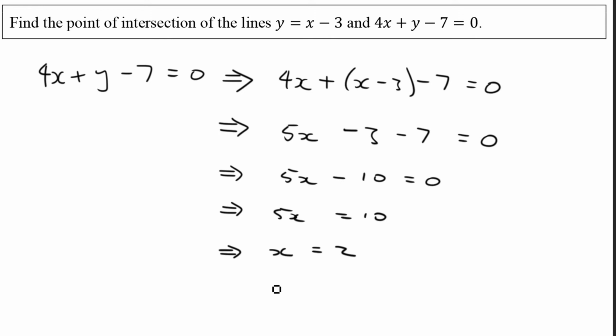Of course, that's not quite the answer to the question. That's only the x-coordinate at the point of intersection. So what we have to do is take this x-coordinate and stick it into either of the original equations to find the y-coordinate. Of course, the easiest one to do is the first equation, because y is the x-coordinate 2, take away 3, which is negative 1. So the point of intersection, therefore, is (2, negative 1).